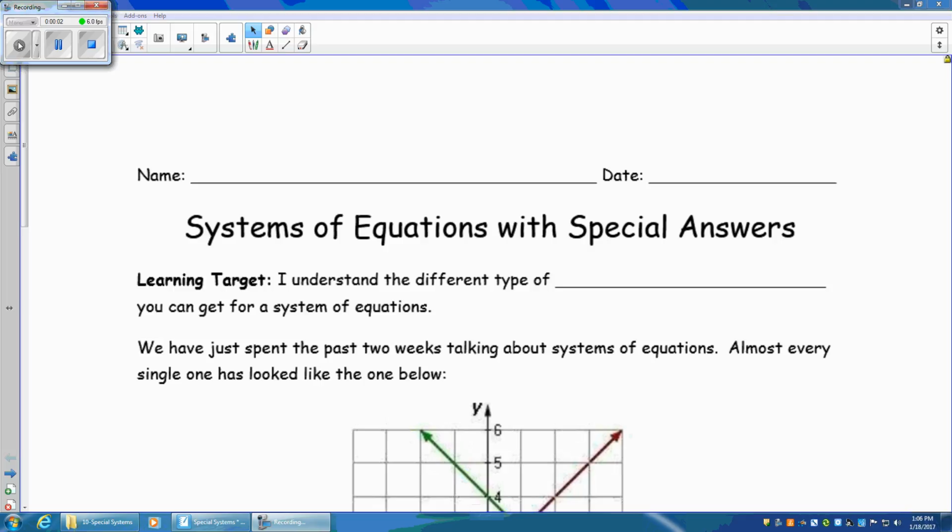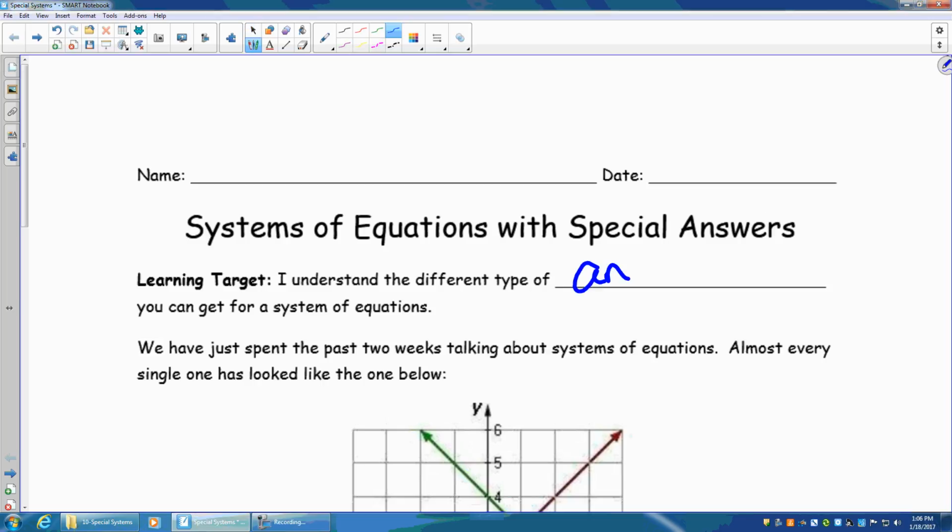Hi guys, so we're almost done with this chapter. These notes are titled System of Equations with Special Answers. What we're going to do today, our learning target, is understand the different types of answers you can get for a system of equations.